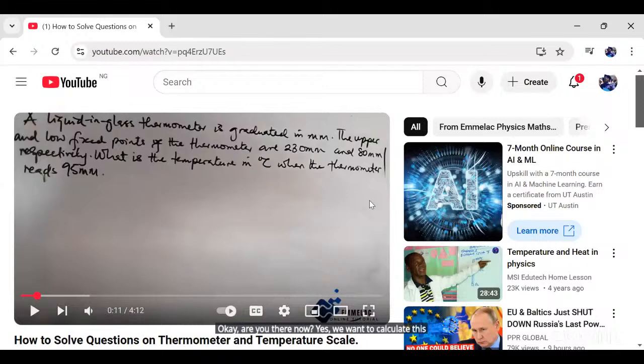We want to calculate this. A liquid in glass thermometer is graduated in millimeter. The upper and lower fixed points of the thermometer are 230 millimeter and 80 millimeter respectively. What is the temperature in Celsius when the thermometer reads 95 millimeter?